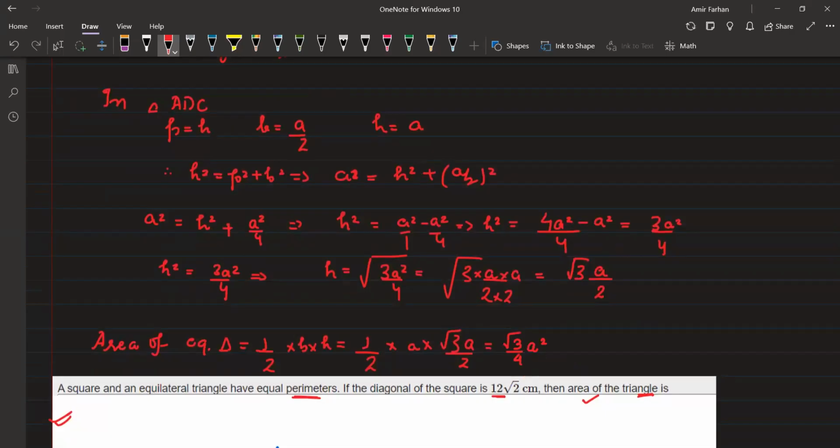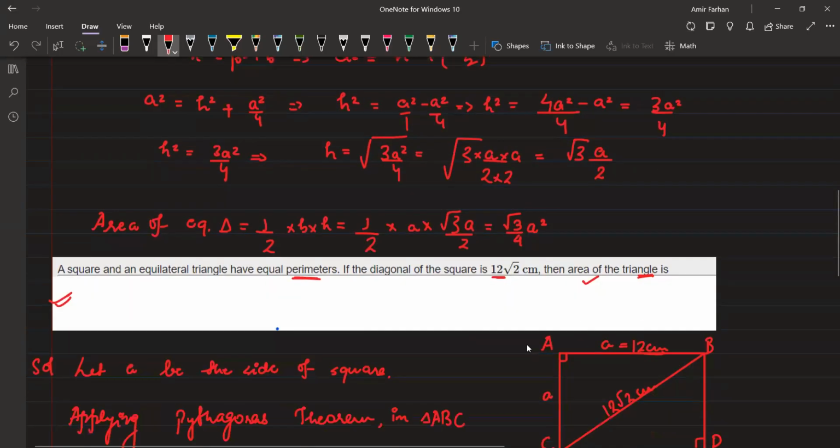If the question says the triangle is an equilateral triangle, then you just use this formula directly. Okay, root 3 by 4 a square. There is no need to calculate or use Pythagoras. If you know that the triangle is equilateral, then it can be used as well. Is that clear? Yes, sir.